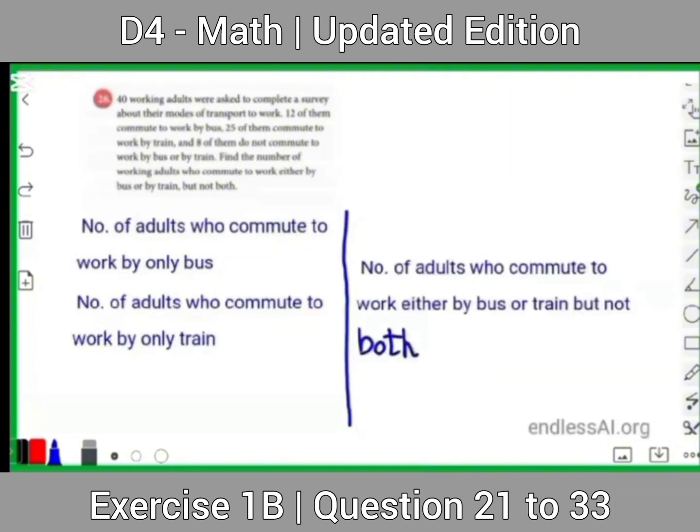Now the number of adults who commute to work by only bus will be 12 minus 5, which equals 7. And the number of adults who commute to work only by train will be 25 minus 5, which gives us 20. So now we add up 7 plus 20. We have got 27. So the number of adults who commute to work either by bus or by train but not both is 27.